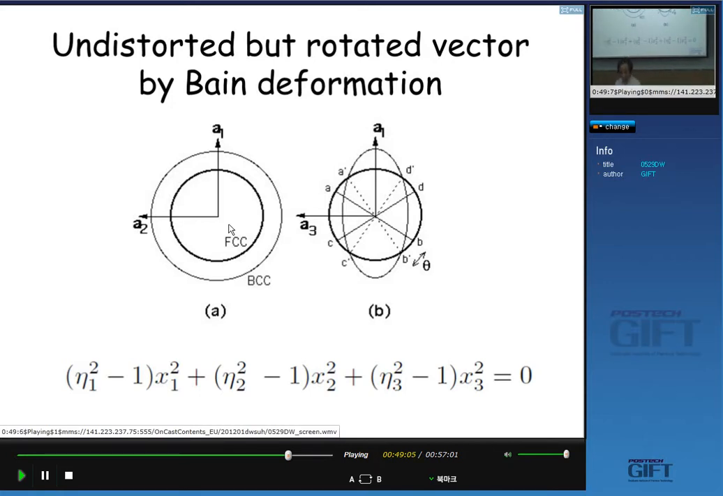There is a vector whose length is not affected by the Bain deformation, but it rotates by the Bain deformation. Here, vector A'B' and AB have the same length, but A'B' is rotated. The original vector AB is a vector whose length is not affected by Bain deformation, but it rotates during the deformation. So how can we find the index of that vector using the deformation matrix?